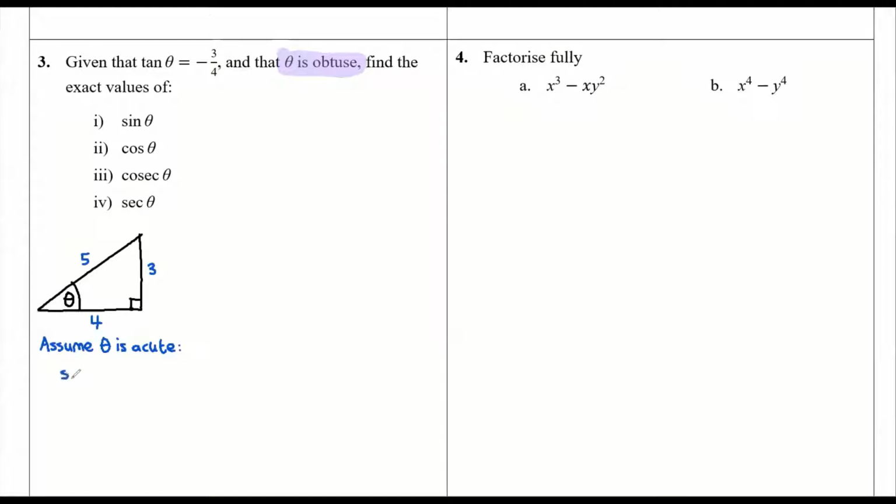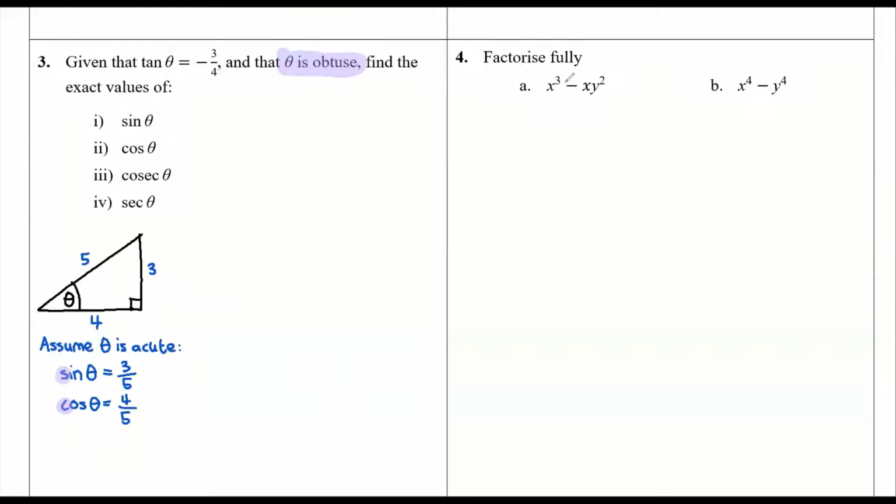So sine theta, opposite over hypotenuse, that's going to be 3 over 5. I know we've already done this, but we're going to compare in a second. Cos theta is adjacent over hypotenuse, that's 4 over 5. Okay, and then remember the first letters of these correspond to the third letters of our new trig identities. So we've got cosec and sec in that order.